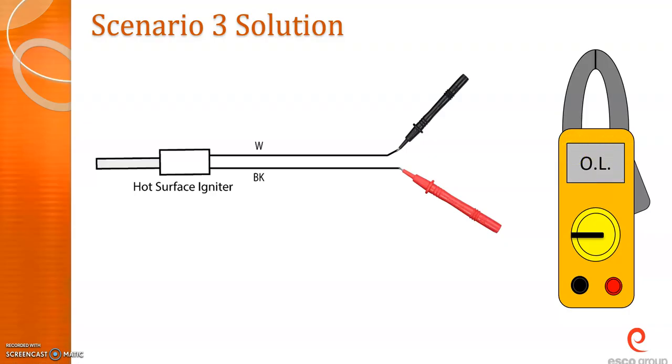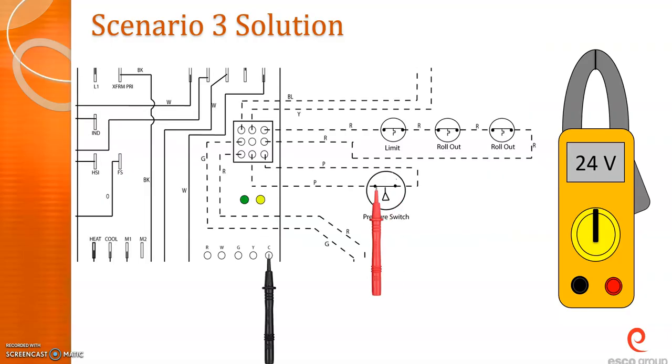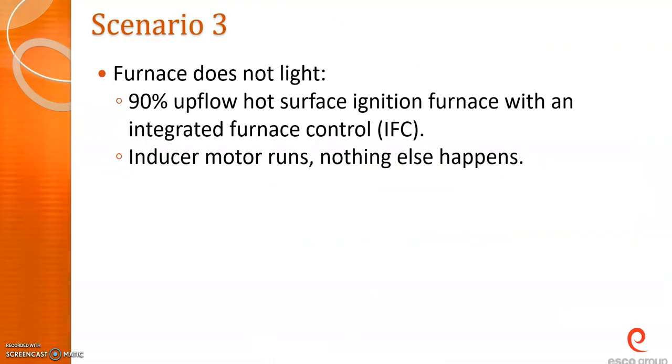So 0 would be a short. That's not good either, because this is a load, so it's not a switch. It should read some number. It should read resistance. So the fact that they're reading OL tells us that that hot surface igniter is broken somewhere and would need to be replaced. And so that's why, back to the original scenario, the inducer is running and nothing is happening.